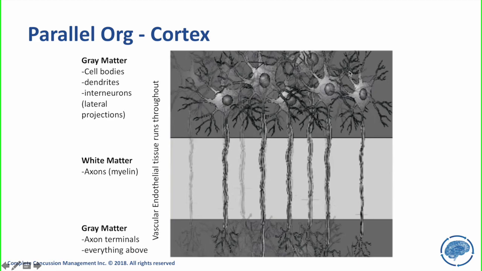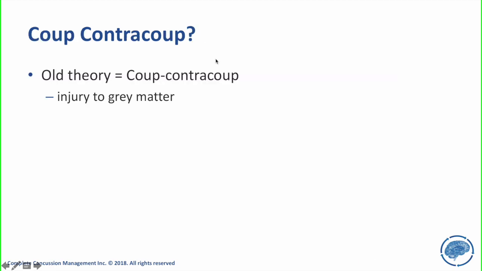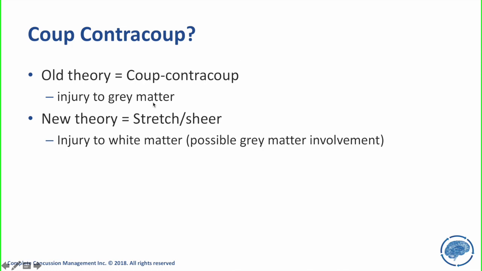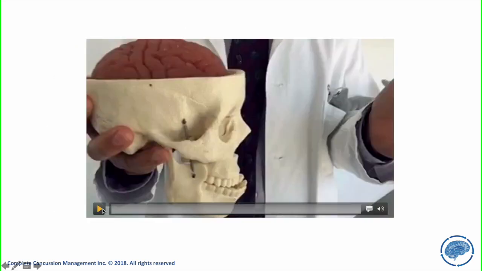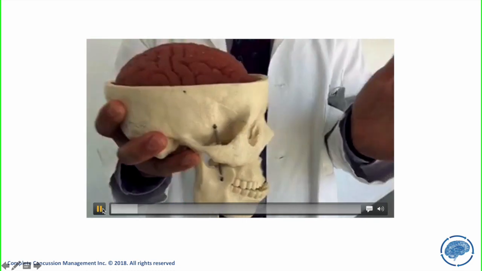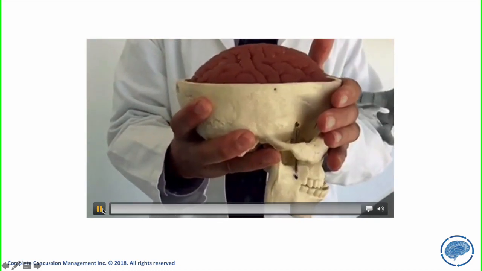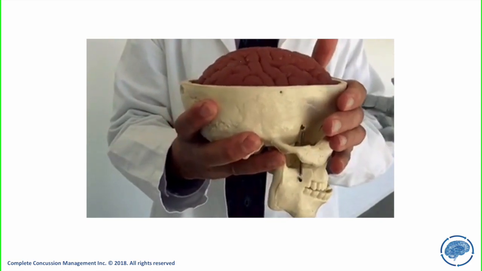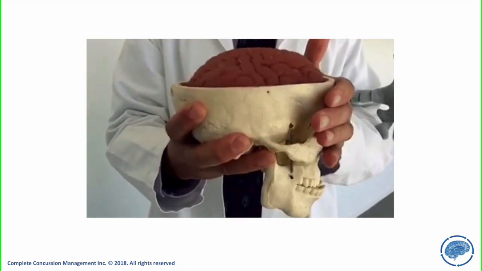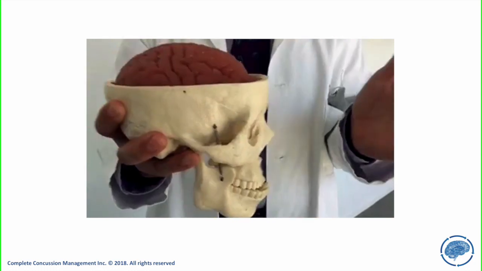So concussion used to be thought of as this coup contrecoup injury, an injury to the outer gray matter, but in fact it's now believed to be more of a deeper white matter injury due to the stretching and shearing mechanisms that happen. This is a good video just to show you guys. It's almost a fluid wave, so you can see the impact, and you see how the brain has that kind of fluid wave to it. Now you can picture each individual axon fiber being stretched and pulled away.